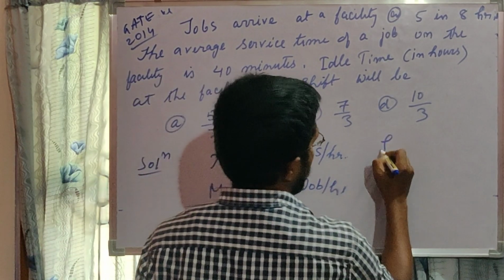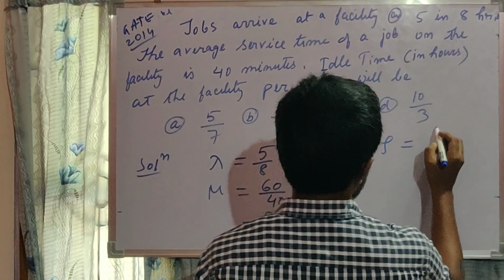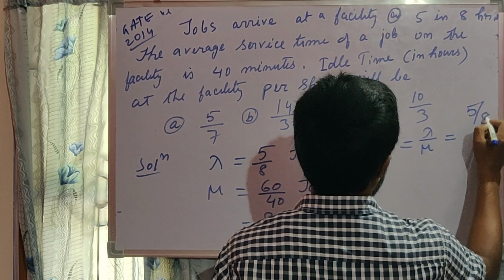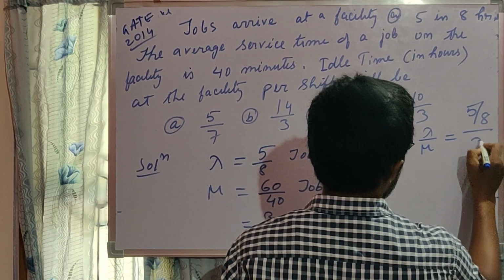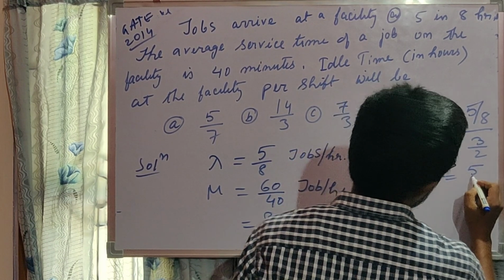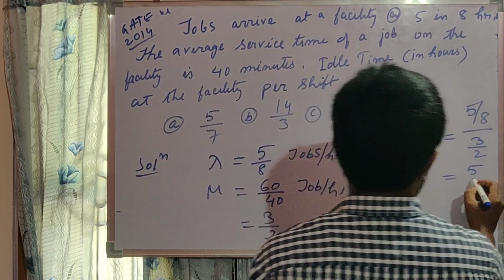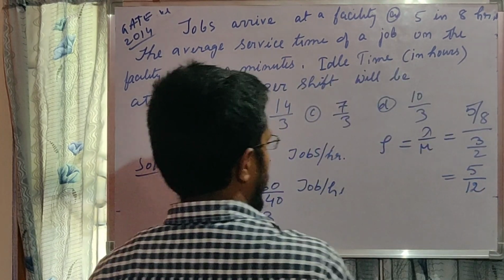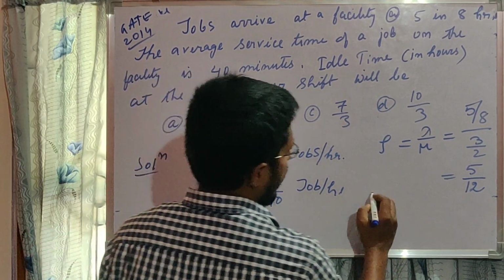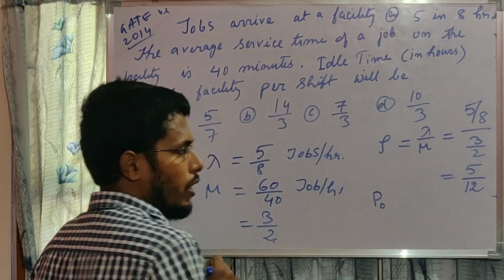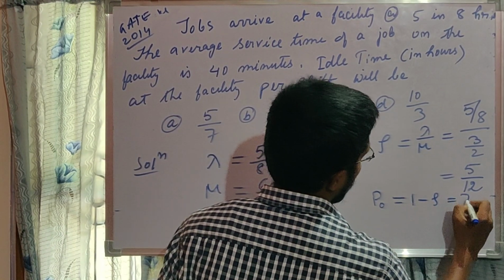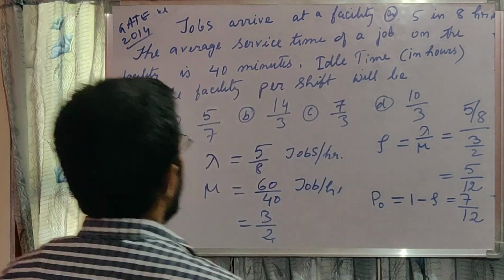So what will be the system utilization? Lambda upon mu, or 5 upon 8 divided by 3 upon 2, or you can say 5 upon 12. So this much time the system or server is working. So we can calculate the probability or the time that the server is not working, that is 1 minus rho. So we will get 7 upon 12.